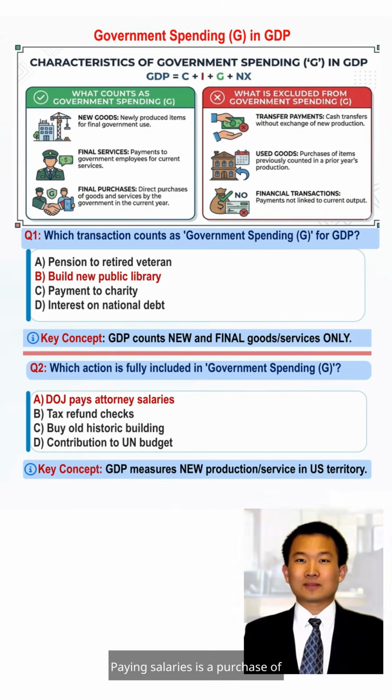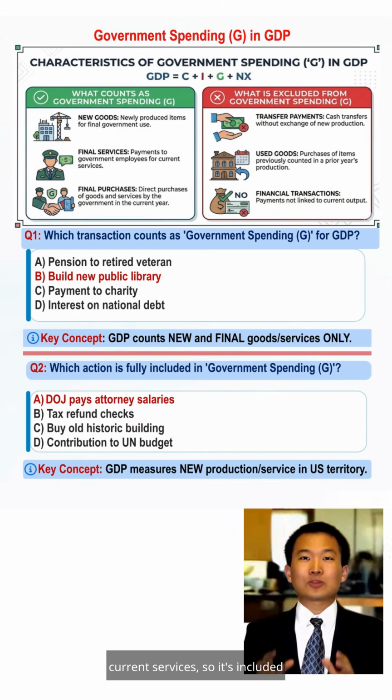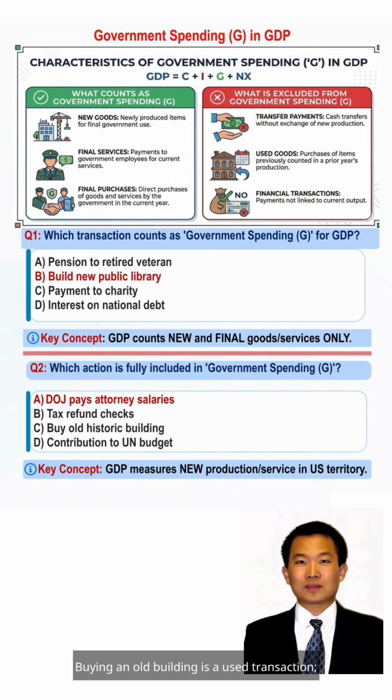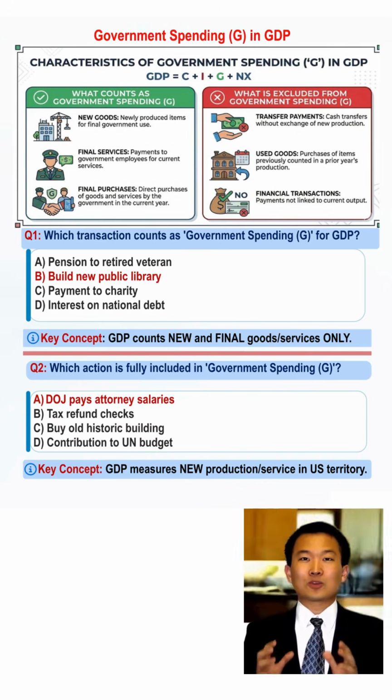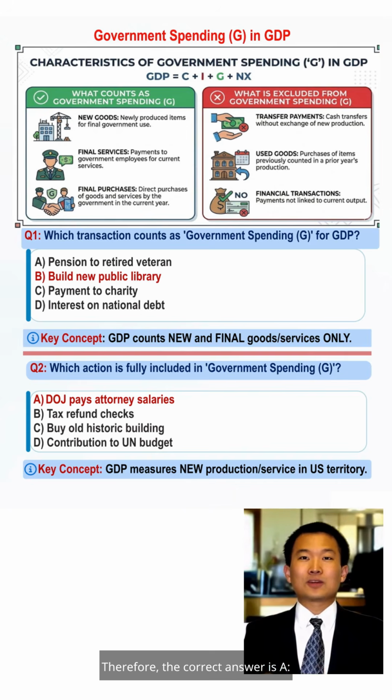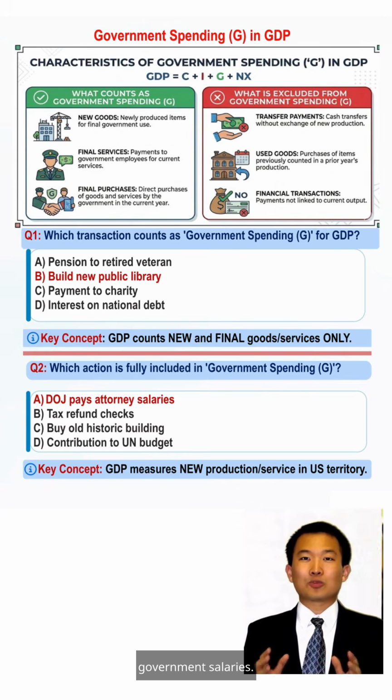Paying salaries is a purchase of current services, so it's included in GDP. Tax refunds are transfer payments, so they're not included. Buying an old building is a used transaction. There's no new production. And payments to international organizations aren't part of domestic current output. Therefore, the correct answer is A, government salaries.